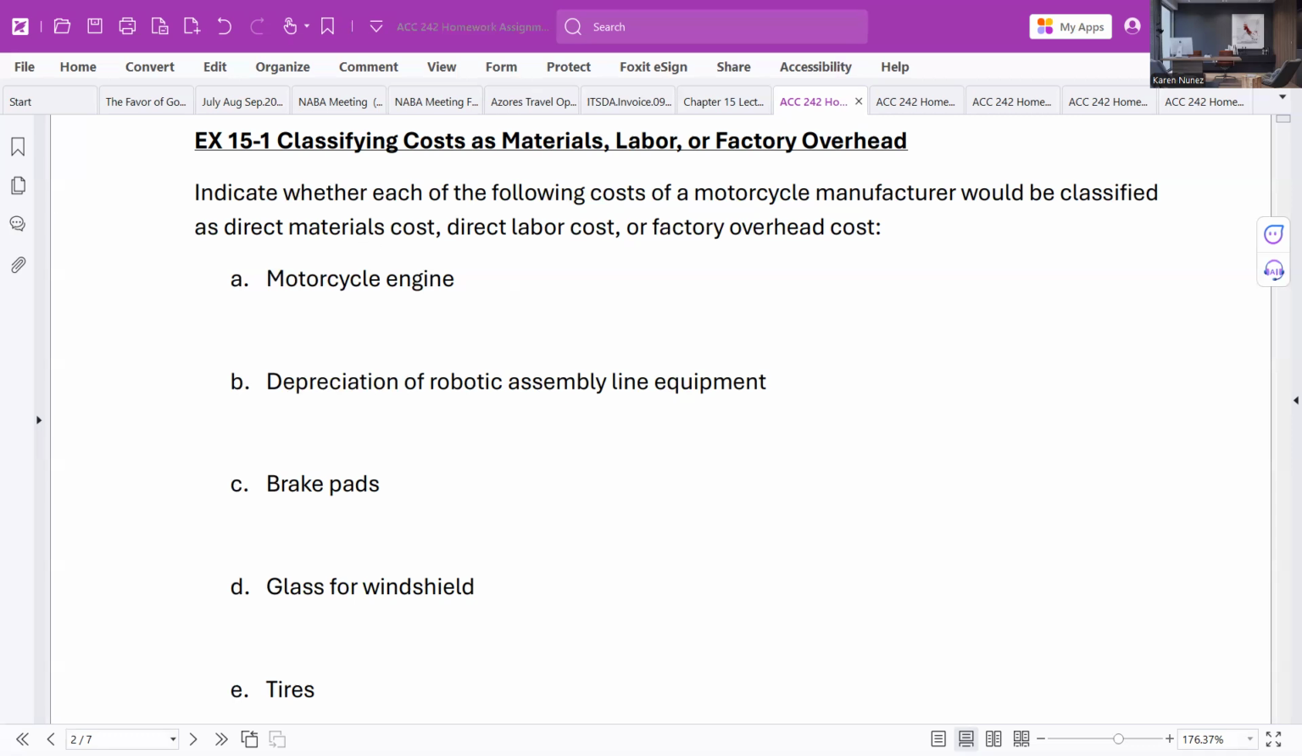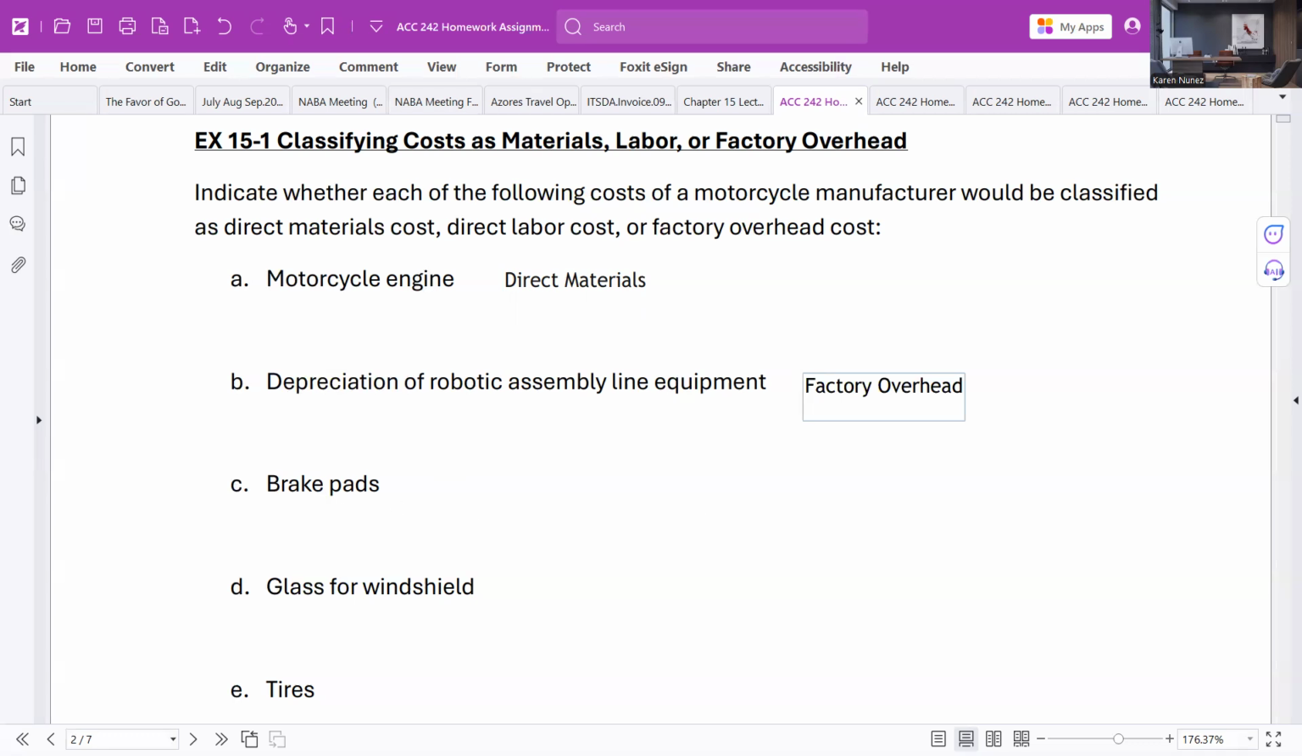Okay, so the first thing we've got here is the motorcycle engine. This is a motorcycle manufacturer. They're manufacturing motorcycles. Well, the engine in the motorcycle, that's going to be a direct material, right? That's something that you can and would certainly want to trace to that product. Next, we've got depreciation on the robotic assembly line equipment. Well, it's depreciation on the equipment. It's not direct materials. It's not direct labor. Definitely related to manufacturing, right? Because it's on the assembly line, but it's not direct materials and it's not direct labor. It's going to be factory overhead.